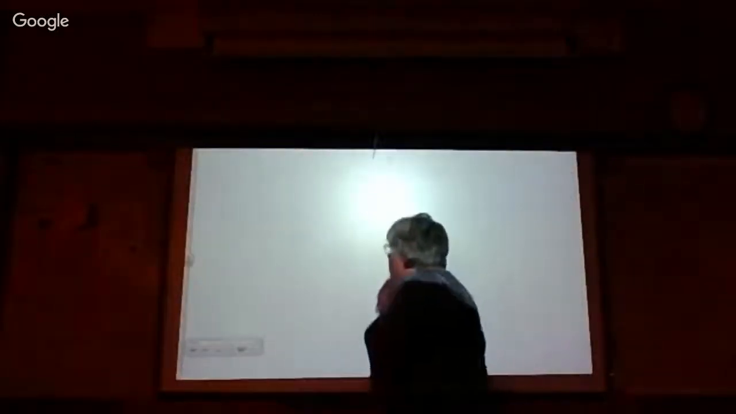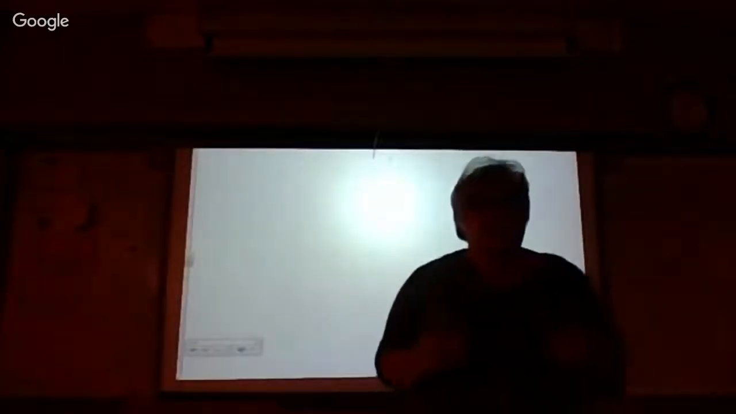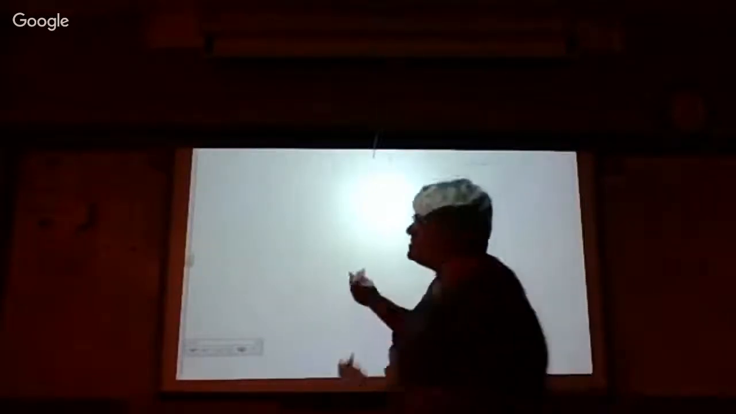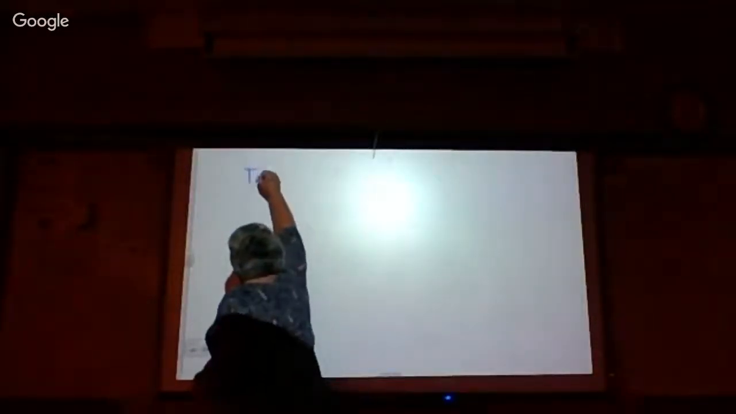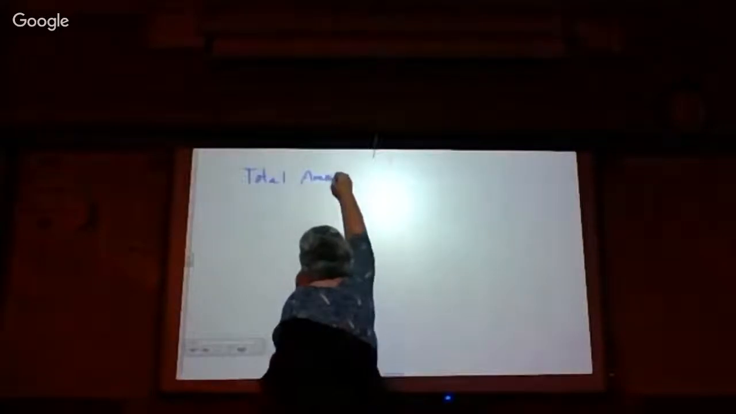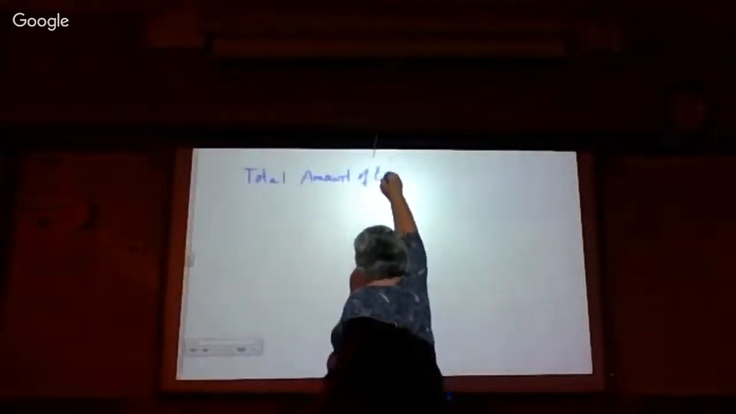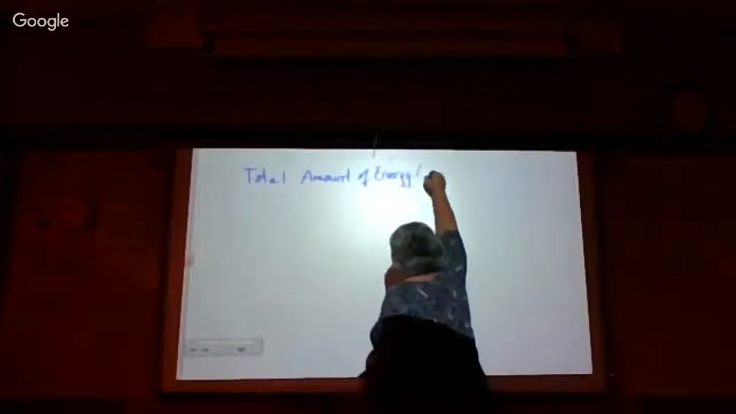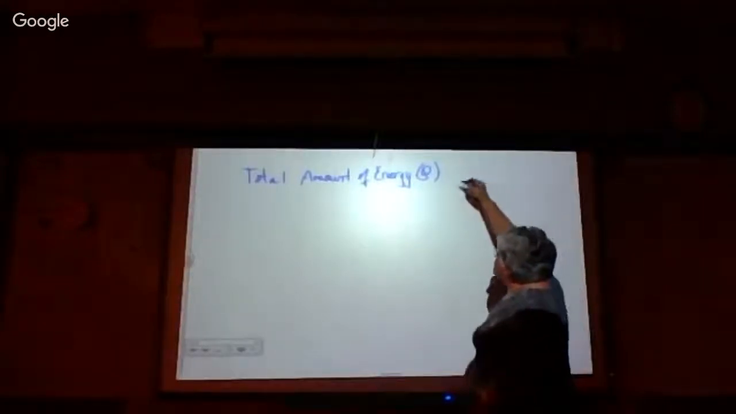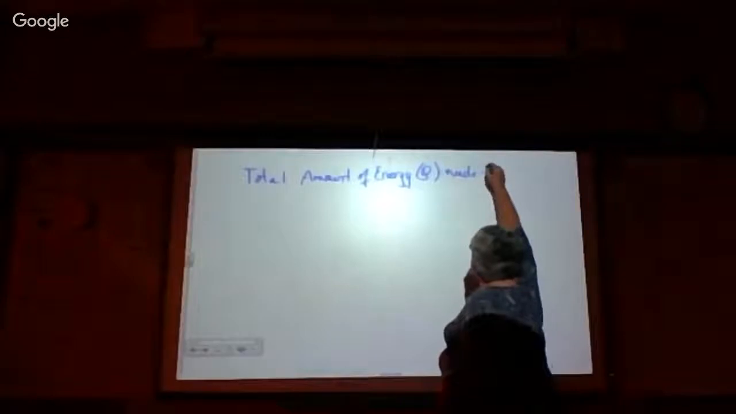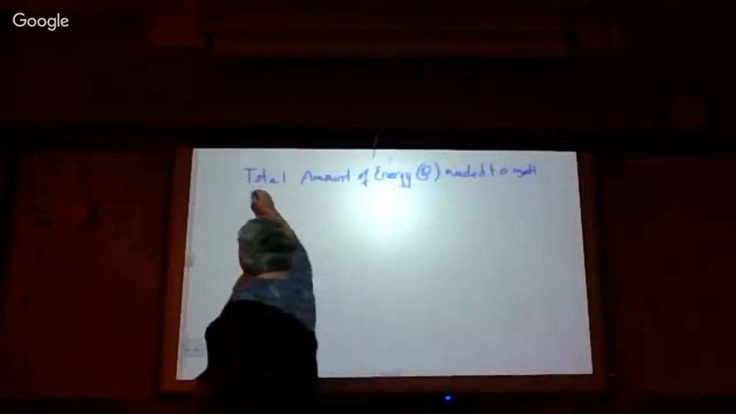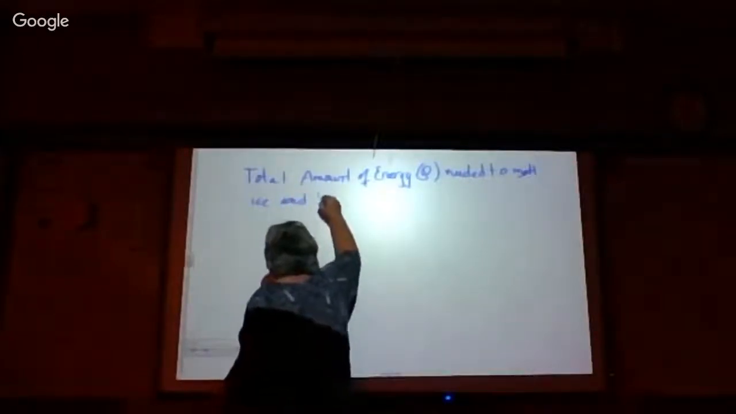Okay, so what we're trying to do with this lab, you collected all your data, but what we want to find is the total amount of energy. So this is basically our problem. We want to find the total amount of energy, and energy we're going to calculate as Q. That's a Q. The total amount of energy that was needed to melt the ice and bring it to a boil.